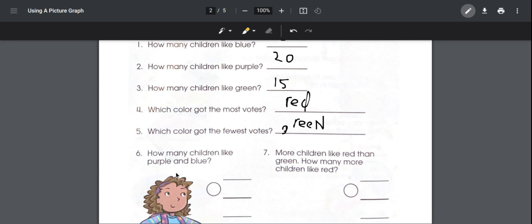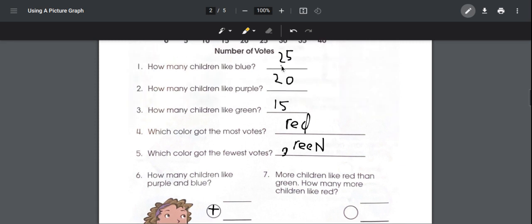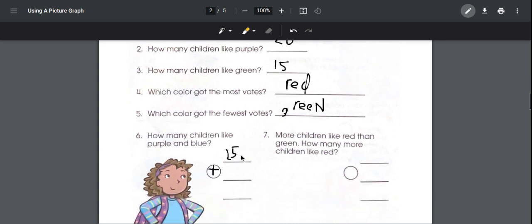Okay, number 6, how many children like purple and blue? So since it says and, we have to add. So it's an addition problem, and we have to count the number of people who like blue and purple. So for blue, there are 25 people who liked blue, and purple, there were 20. So you have to do 25 plus 20. And 25 plus 20 is 45.